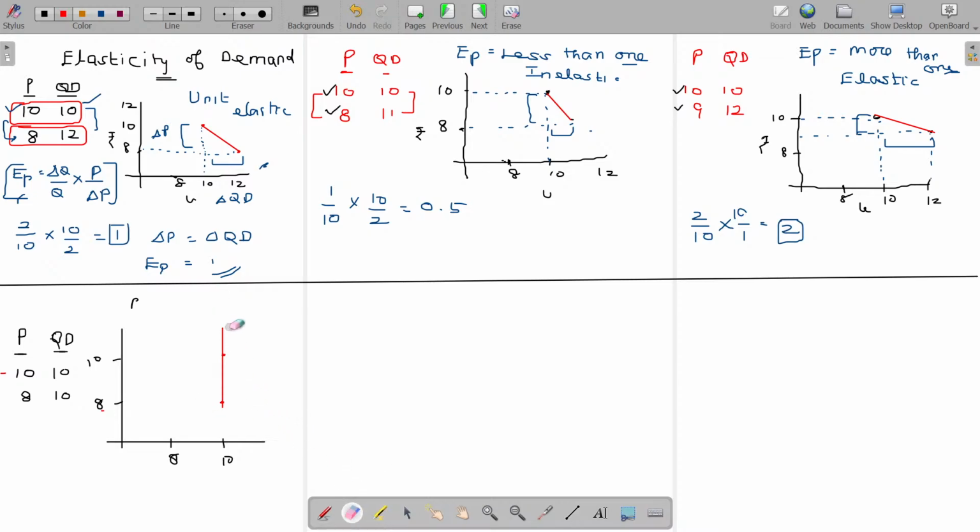Always remember, if it is a vertical line, this represents purely or perfectly inelastic demand. There is no elasticity, right? So perfectly inelastic. Perfectly inelastic. Okay, inelastic.